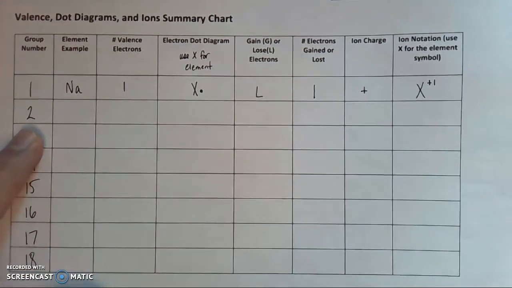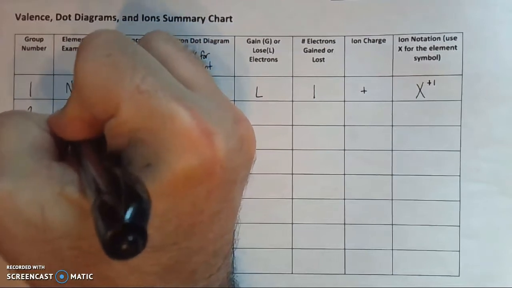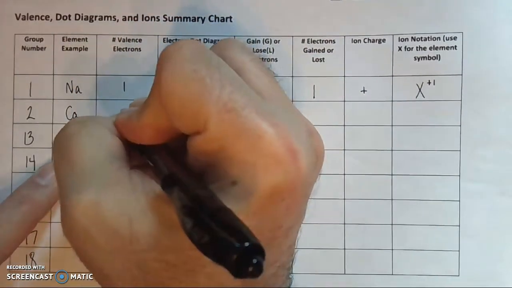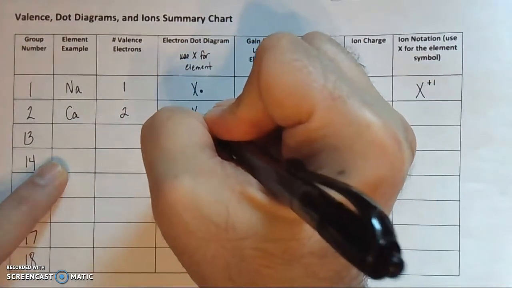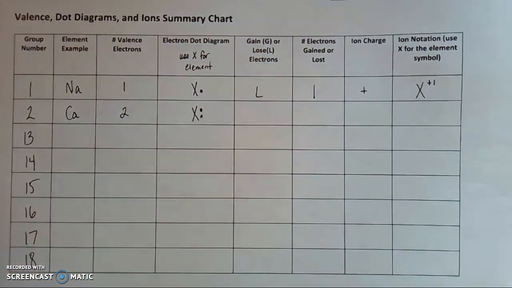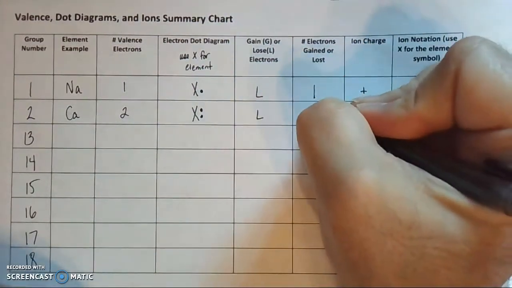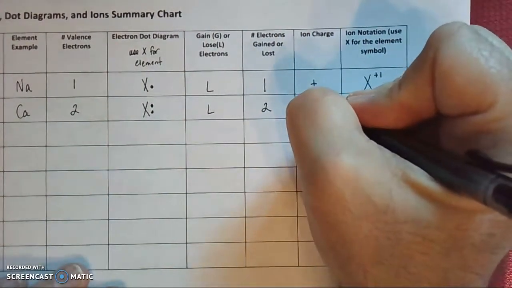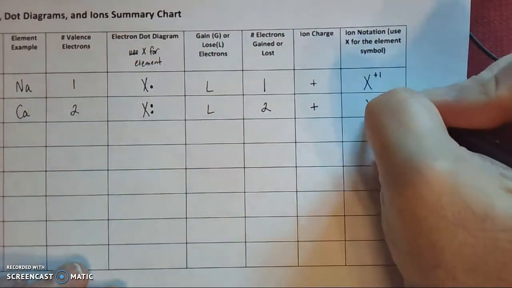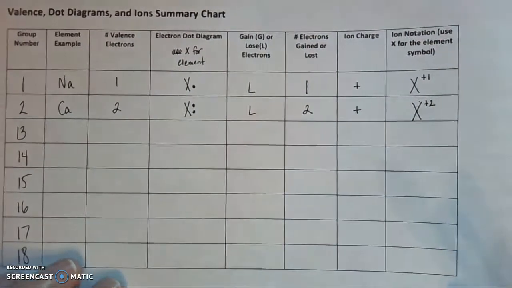So group number 2, I'm just going to pick another one. Let's say that I pick calcium. Calcium has 2 valence electrons, so it has 2 dots in its dot diagram, as does everything else in that column. It also loses, but it's going to lose both of them, so it loses 2. When something loses, it becomes positive. So we're going to add the symbol of that element and a positive 2 for its ion notation.